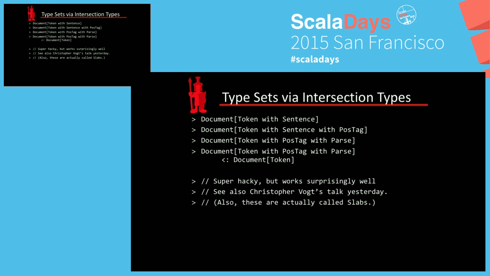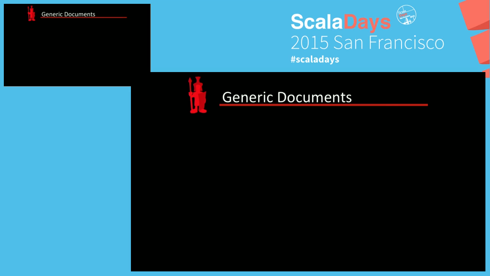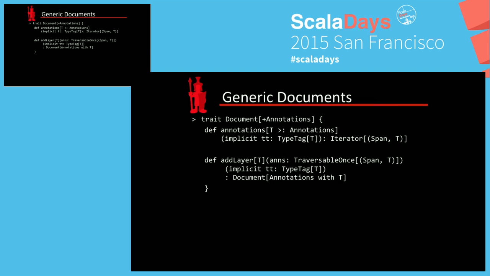And actually, these are called slabs rather than documents, but I didn't want to describe that. Anyway, this is what it looks like now. An Annotation of T is a supertype of Annotation. So any supertype of annotation that is above that intersection type can be used to pull out the annotation type. We need that type tag to key the annotations. And it just sort of magically works.